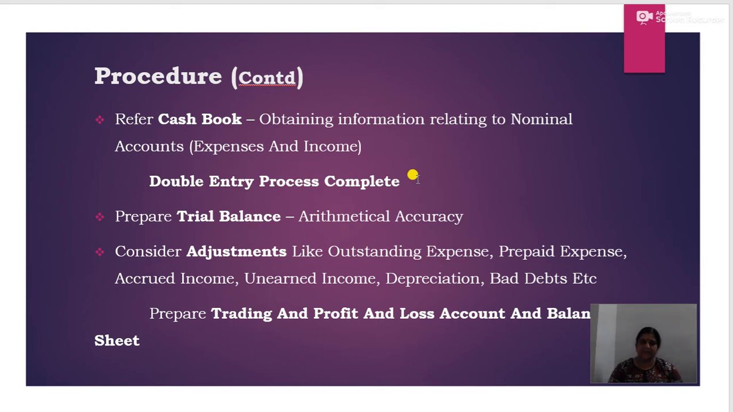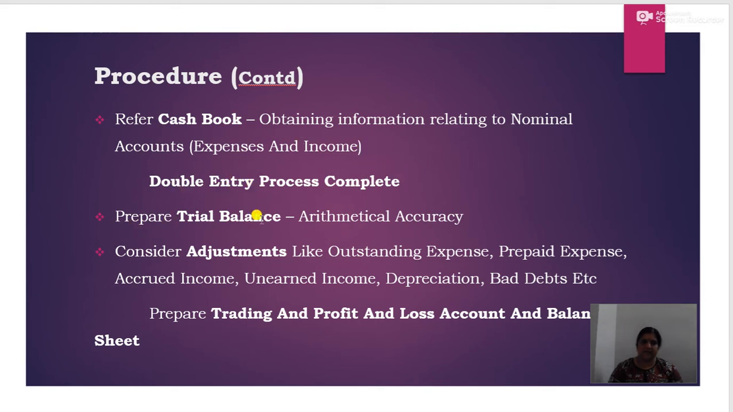Now after completing the double entry process, you know the other stages. Now what are the other stages? Usually in case of double entry system, on what basis do you prepare the final accounts? In the question you will be given a trial balance and certain additional information. Once you are given the trial balance and various additional information, you can prepare the trading and profit and loss account and balance sheet, which constitute the final accounts under double entry system. Okay, so the double entry process is complete.